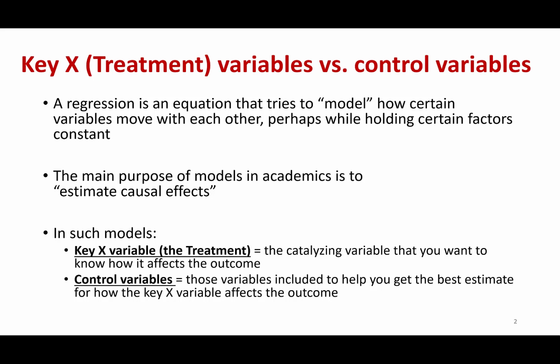Okay, and in such a model with that objective, then the key X or the treatment variable would be what I consider the catalyzing variable, or the variable that you want to know how that variable affects some outcome. The control variables, in contrast, are just going to be those variables that you're including in the model to help you get the best estimate for how that key X variable affects the outcome. Okay, so it doesn't matter that you're getting an unbiased estimate for each of the control variables, but you do want an unbiased estimate for the coefficient on the key X variable.